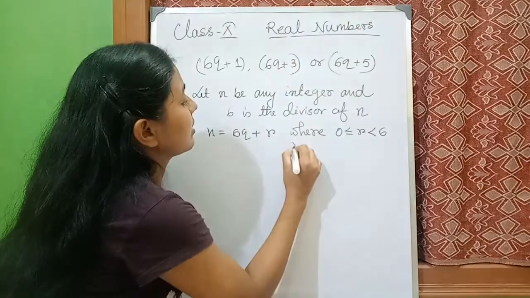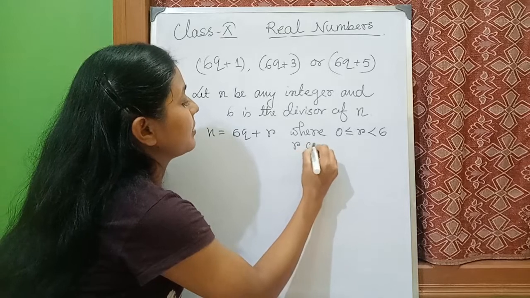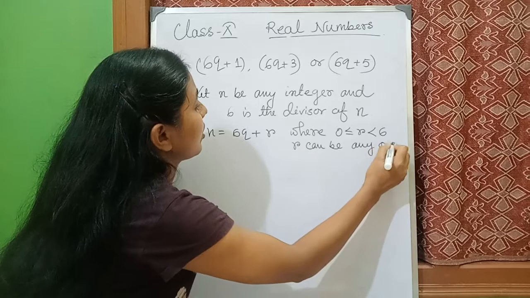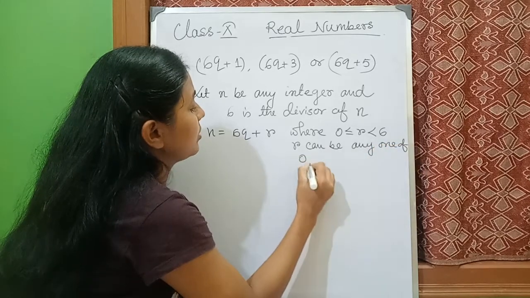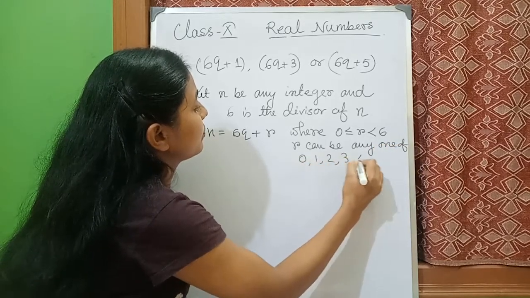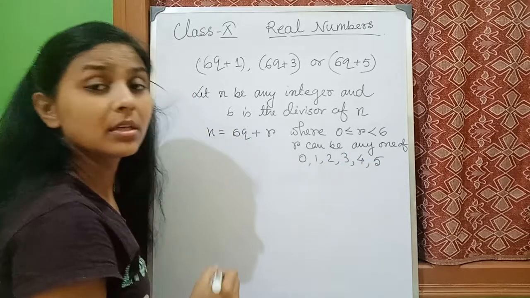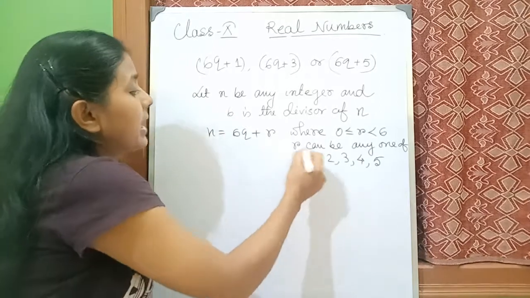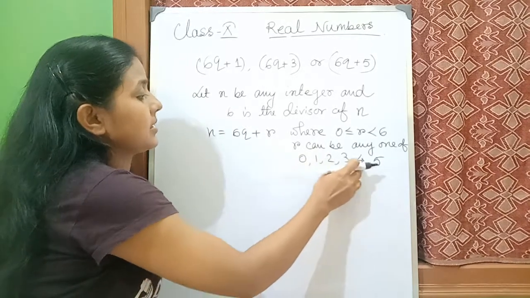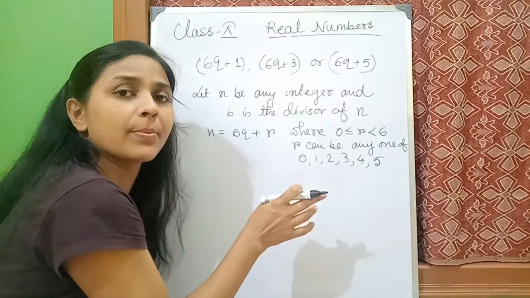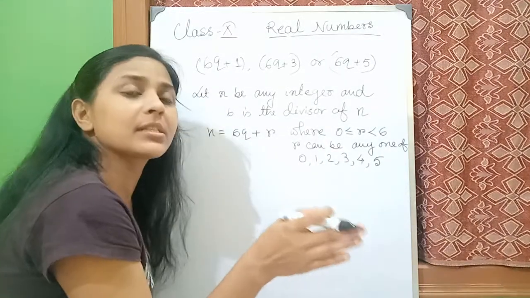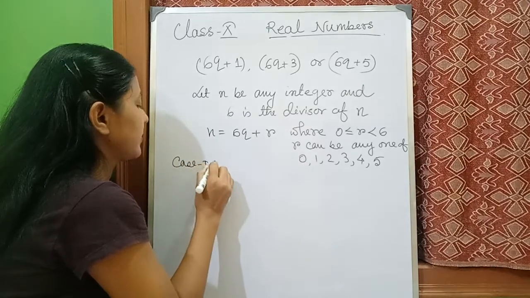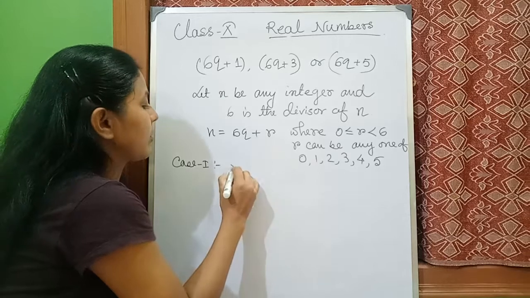That means you can write down, r can be any one of 0, 1, 2, 3, 4, 5. Less than 6 it must be. So we have got 6 cases. 6 possibilities of r lead us to 6 cases. So case 1, when r equals 0.